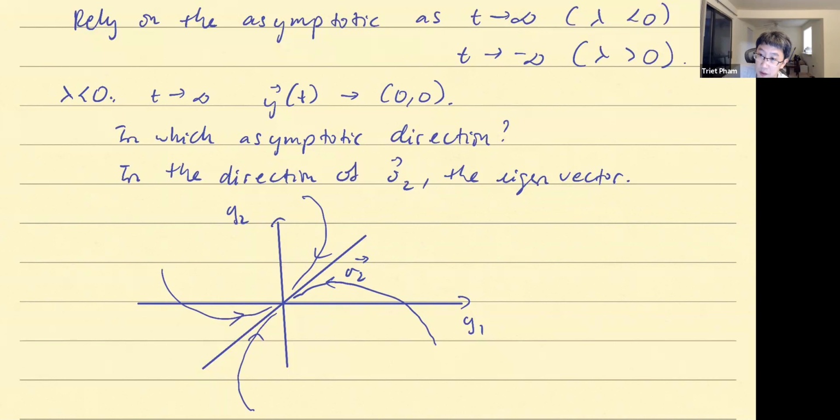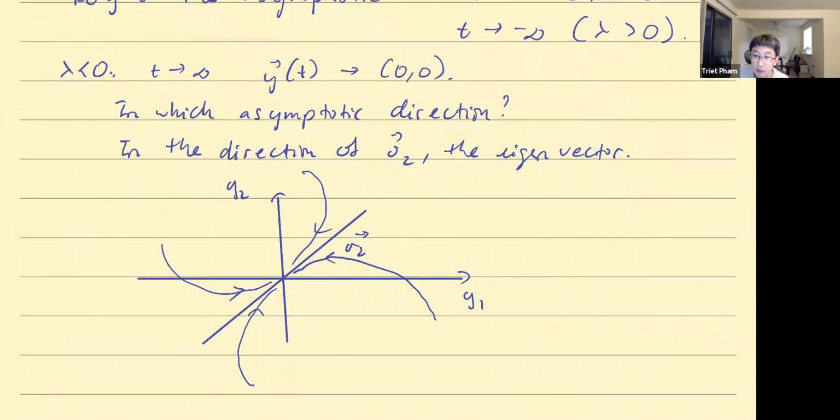Okay, any question on this? So the case with the repeated eigenvalue with one eigenvector is that the eigenvector becomes the direction of asymptotic. That's it. You ignore the pseudo eigenvector. Any question on this?